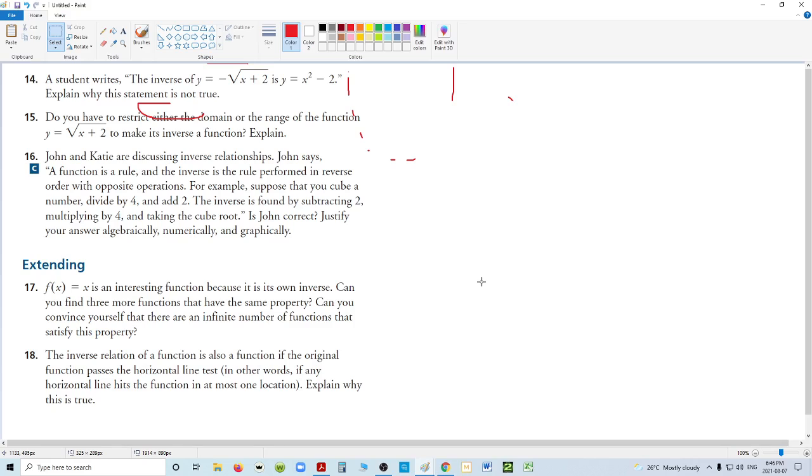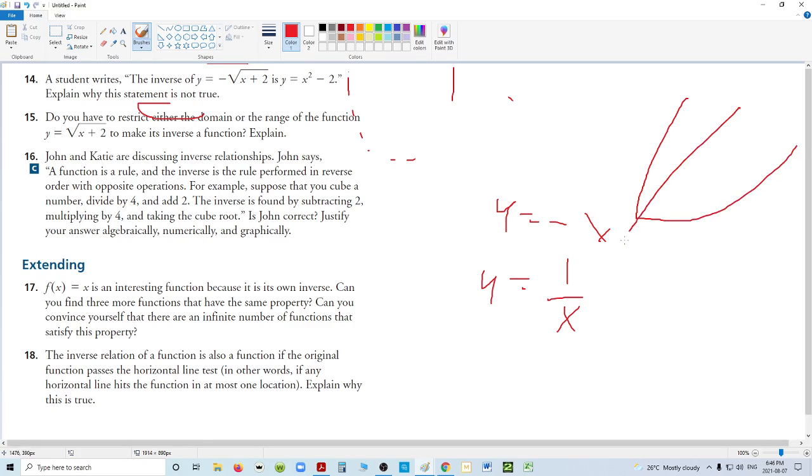Extending. If f of x is an interesting function because it's its own inverse, can you find 3 more functions? Yeah, we just did that. Y is equal to minus x, we discovered, is inverse of its own function. Y is equal to 1 over x is inverse to its own function. And what else would there be? Probably be a parabola that's sort of leaning, perfectly reflected here, there. I don't know if I could find a third. I'm sure I could, just not think of it.